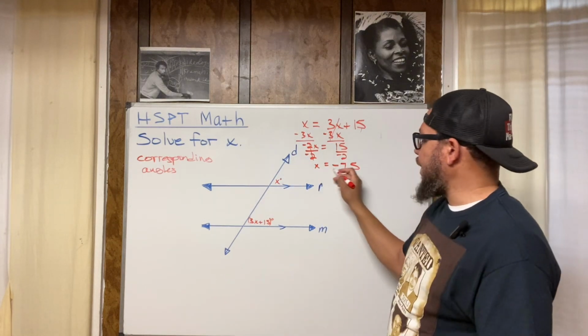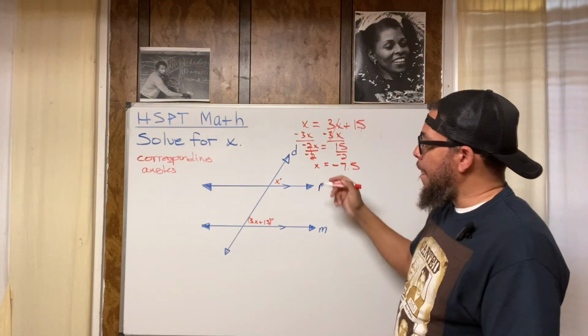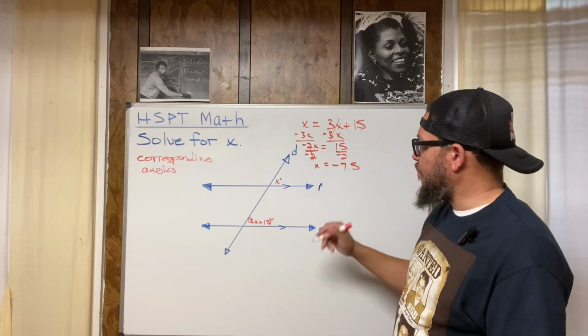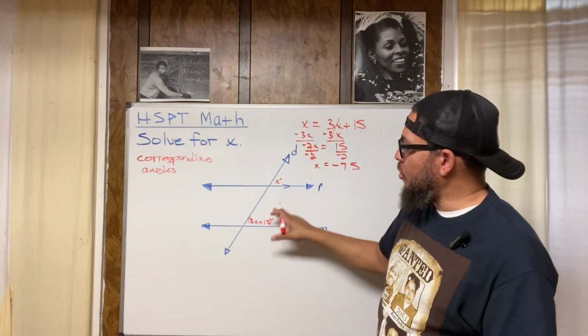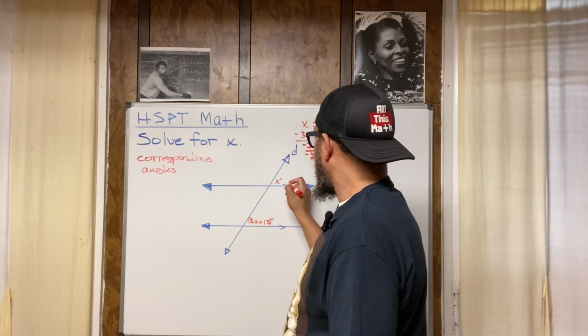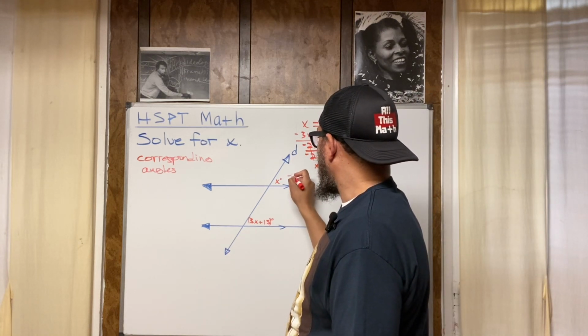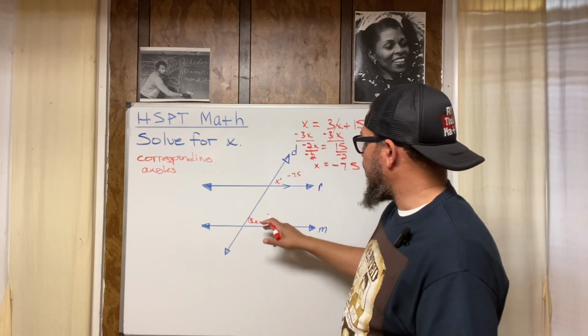All right, so we got x equals negative 7.5. This is the solution to our equation. Now, we can prove that this is true, right? Because these angles, since they're corresponding angles, should be congruent to each other. So if that's going to be negative 7.5, then this should be negative 7.5, right?